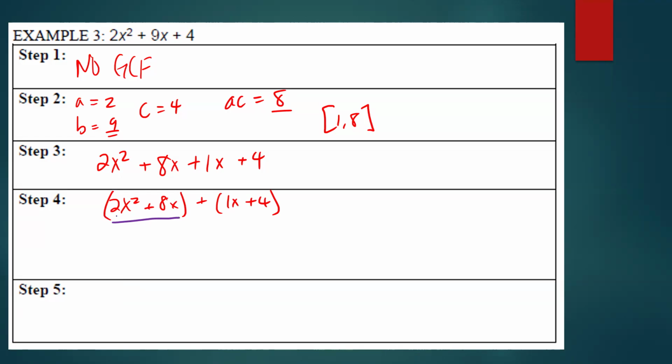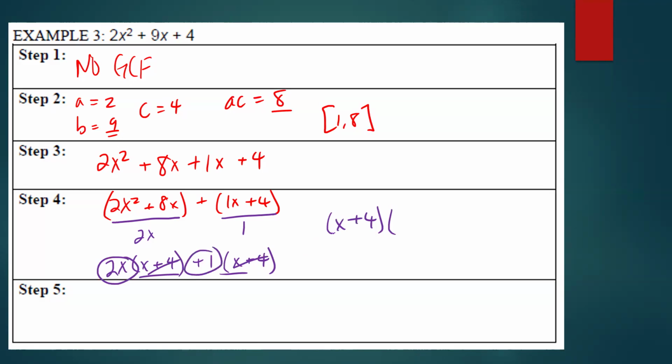The greatest common factor between 2x squared and 8x is going to be 2x. The greatest common factor between 1x and 4 is going to be 1. So what you're left with is x and 4. What you're left with here is a 1, an x, and 4. So therefore, your common binomial is x and 4. When you factor that out, what you're left with is 2x and 1. So you should have, either way, ended up with x plus 4 times 2x plus 1.